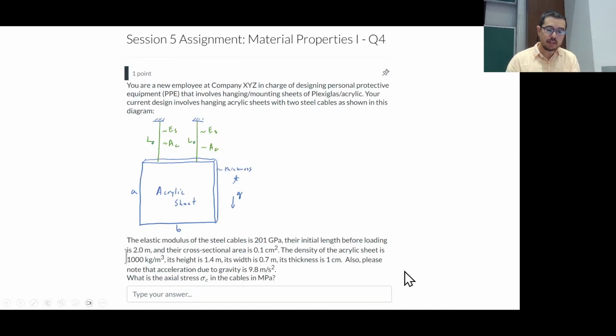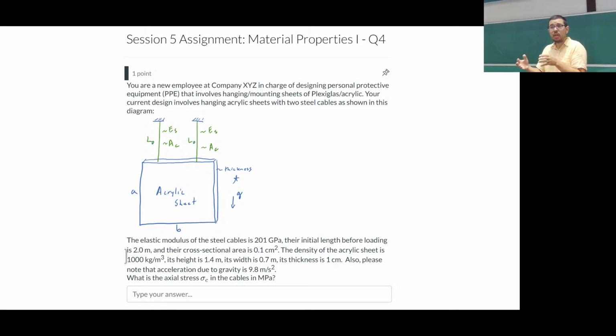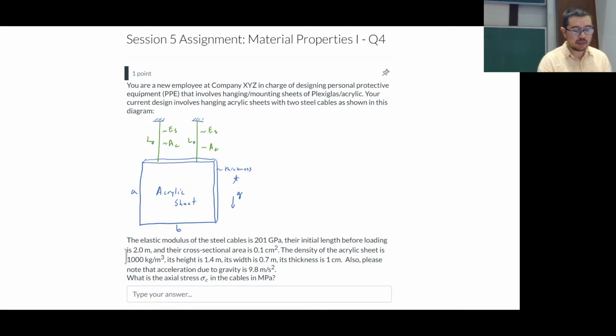Okay, this is another problem that we get to talk about. What I'm assuming here is that the weight of this acrylic sheet is distributed evenly between these two cables. So that means that the force is half of mg, right? Mass times gravity. How do I figure out the mass? Density times length times width times height, right? Density times volume, that will give me the mass. So that's what this problem is expecting us to do.